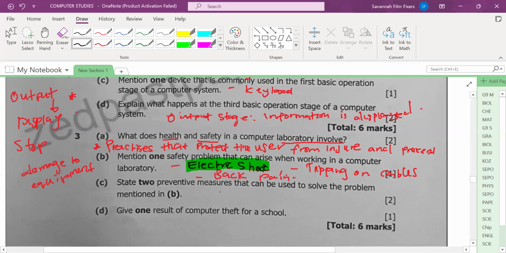State two preventative measures that can be used to solve the problem you have mentioned above. We've mentioned electric shock. What we can do here is insulate ourselves, so use insulated cables so that we don't get electrocuted. And also we have to keep liquids away from any type of equipment.